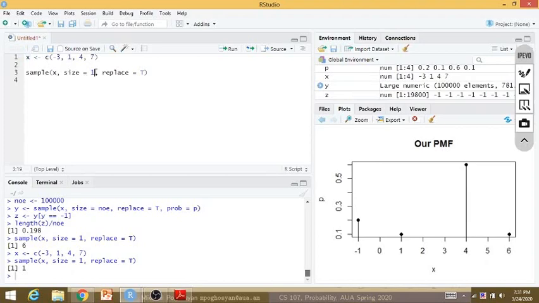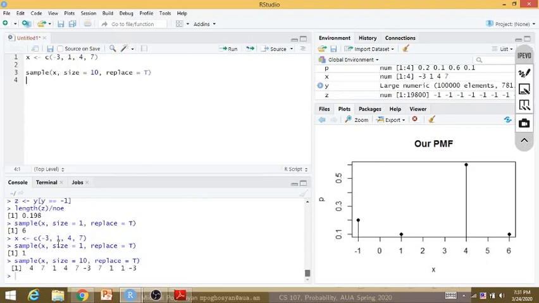Now let me observe 10 values, say do that experiment 10 times and generate results as a vector. So if I run this, that will generate 4, 7, 1, 4, 7, minus 3. So the possible values are minus 3, 1, 4, 7.